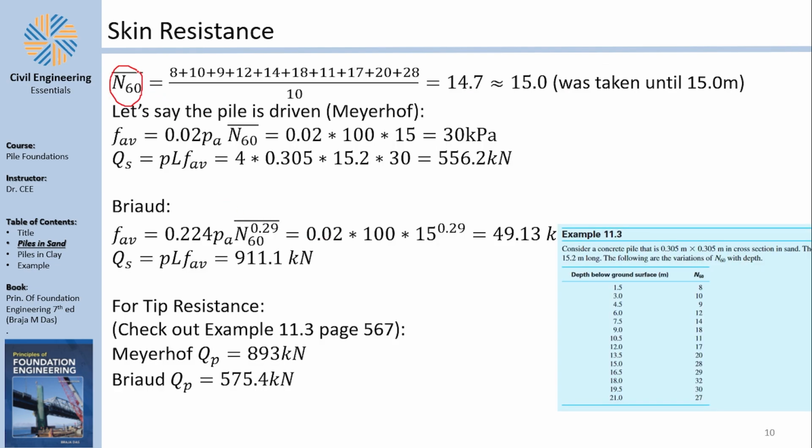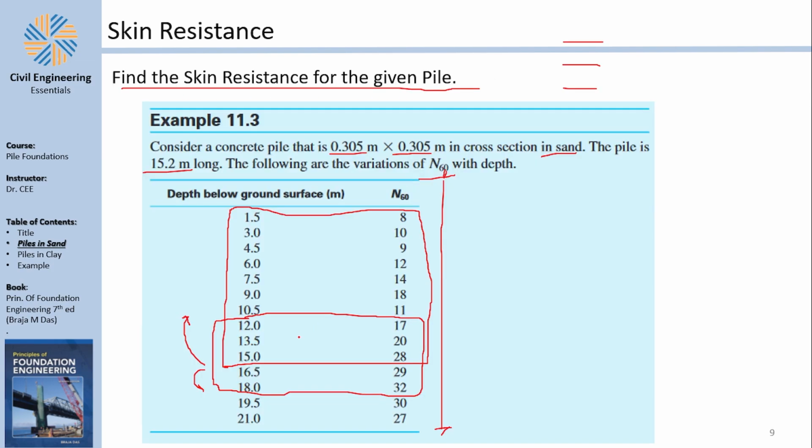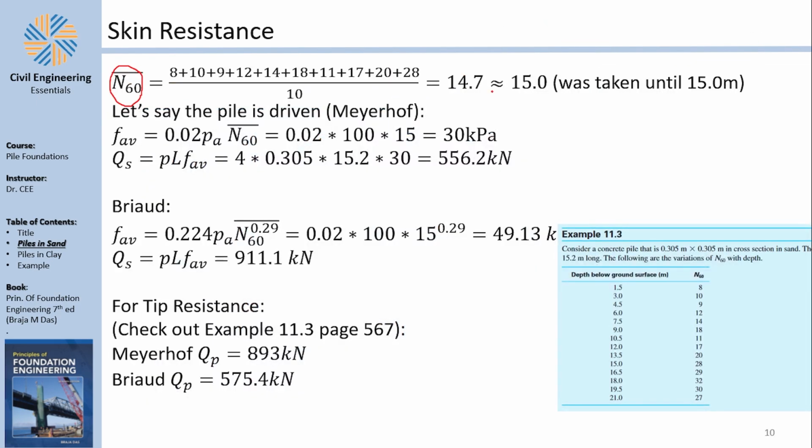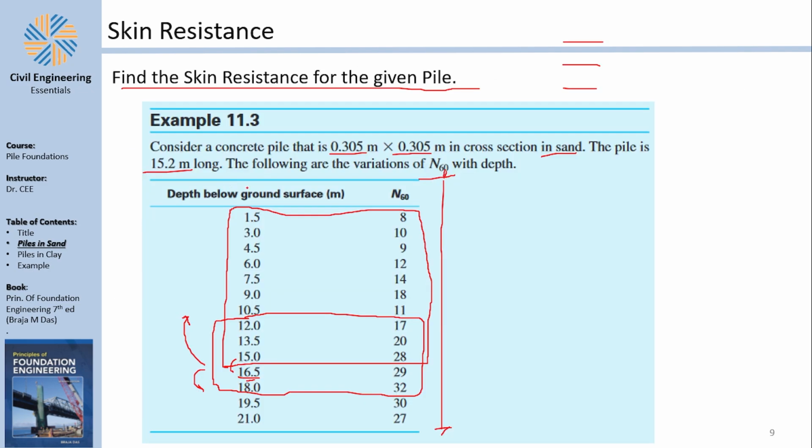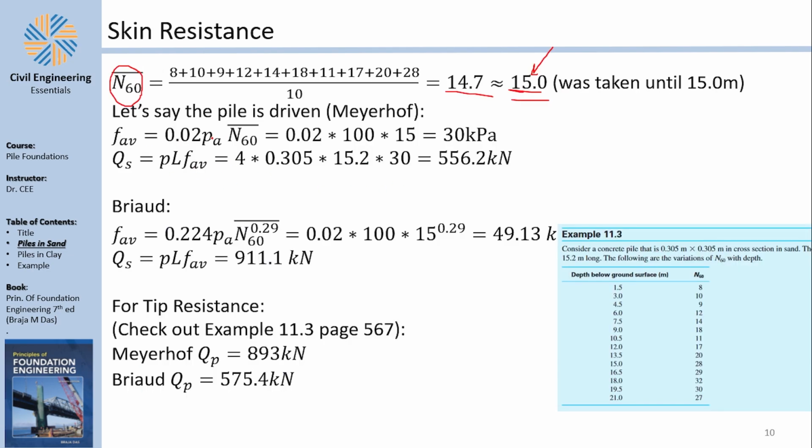First of all, he finds the average N60 for the entire length of the pile. And notice that 16.5 is not taken because the pile is 15.2, so there is no need to take the 16.5. So he averages them into 14.7, so 15. Now, I usually like to be conservative, so I would take 14.5 or something. All right, now if you use Meyerhof's method, and we are assuming that the pile is driven, then, wait, is it given? It's not given if it's driven, but I'll assume it's driven.